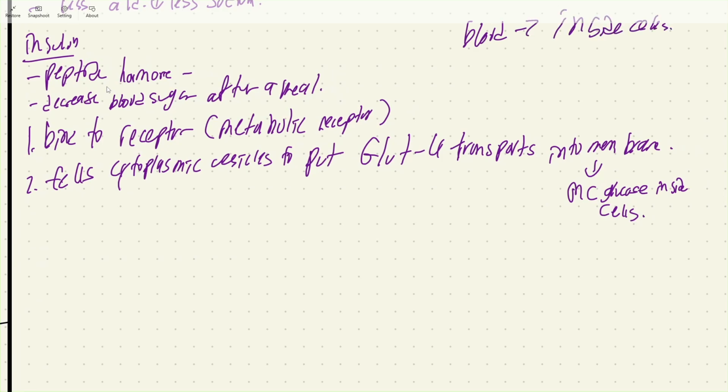And if the cells have more glucose, they're going to be working more, right? And then the next one is glucagon. What glucagon does is it opposes, with two P's, opposes insulin. So insulin reduces blood sugar. This will be increasing blood sugar.